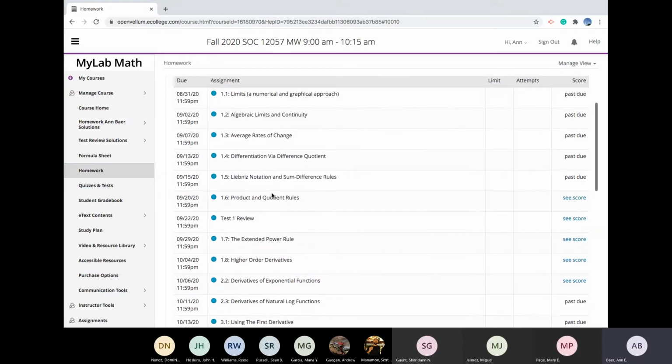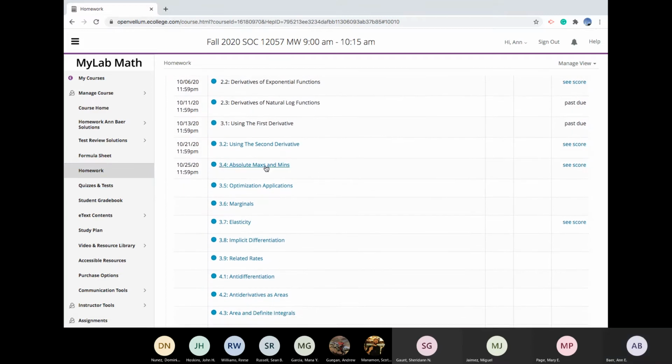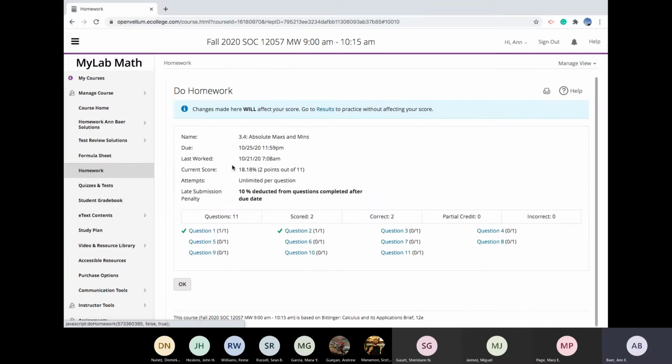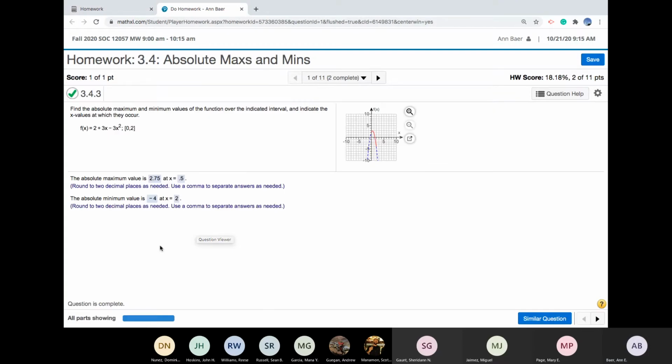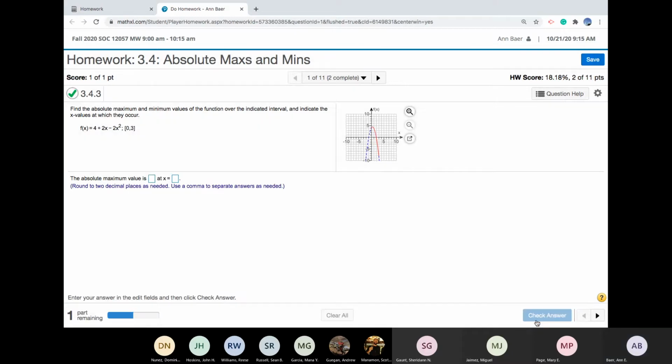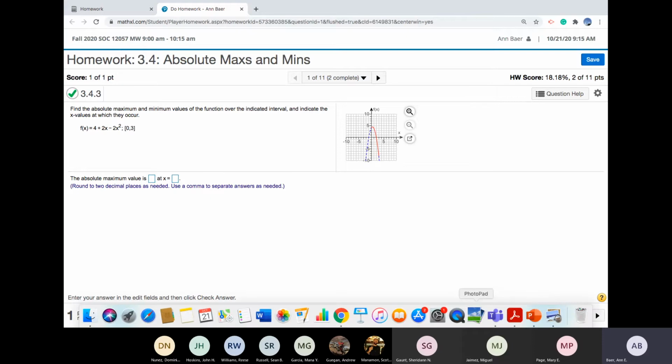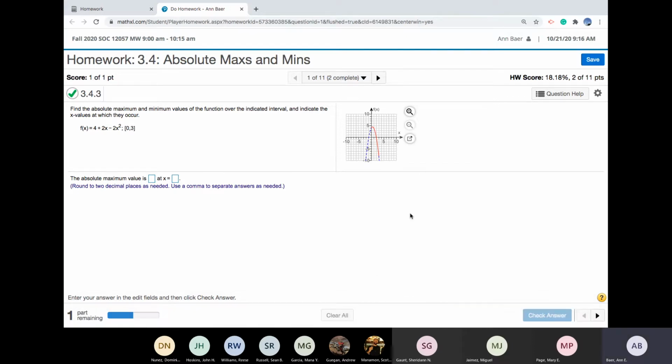So for homework, we want to work on our current homework, absolute max and mins. I'll click on that, and I want to take a look at question 1 first. And I want to get a similar question. I am a visual learner, and I thought it would be nice to take a look at a question having to do with a graph. And I think I might look at a second one here in a moment as well.